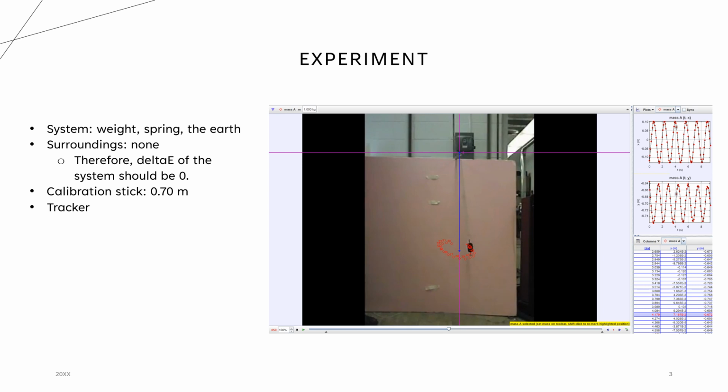The surroundings are none. You should note that because there's nothing in the surroundings, delta E of the system should be 0. And this blue line here is a 0.7 meter calibration stick that I put in Tracker to ensure that it gets correct position data.